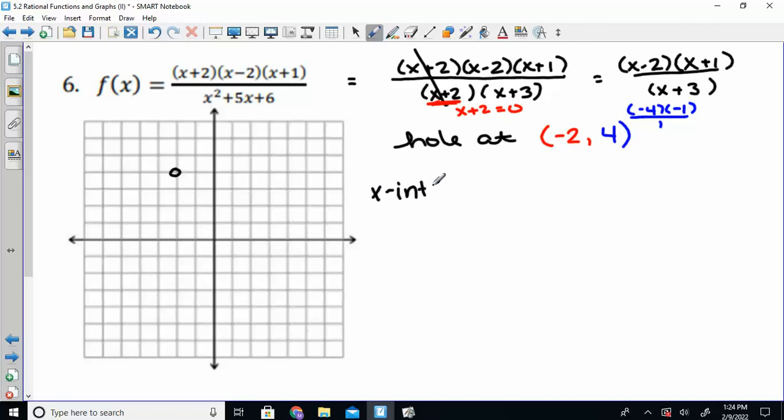The next thing we do is the x-intercept. Where do you look for the x-intercept? The top. What makes the top equal to 0? 2. So we hit our x-axis at +2 and -1.